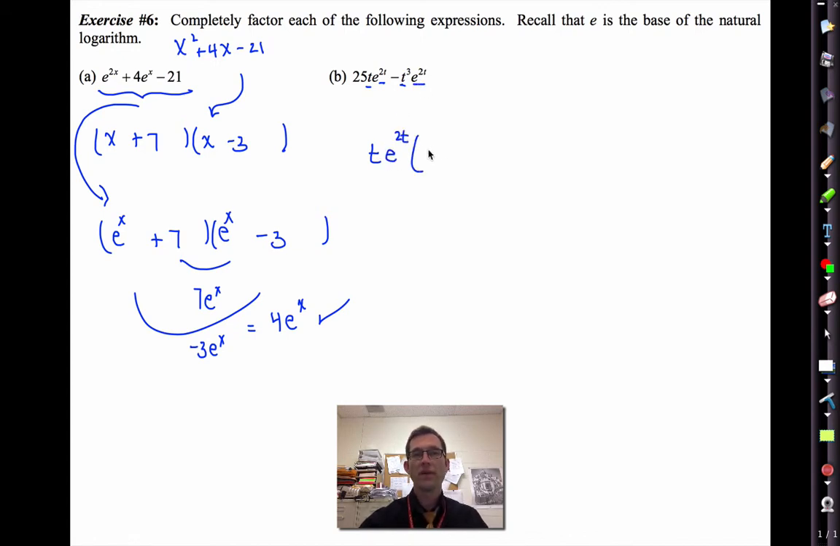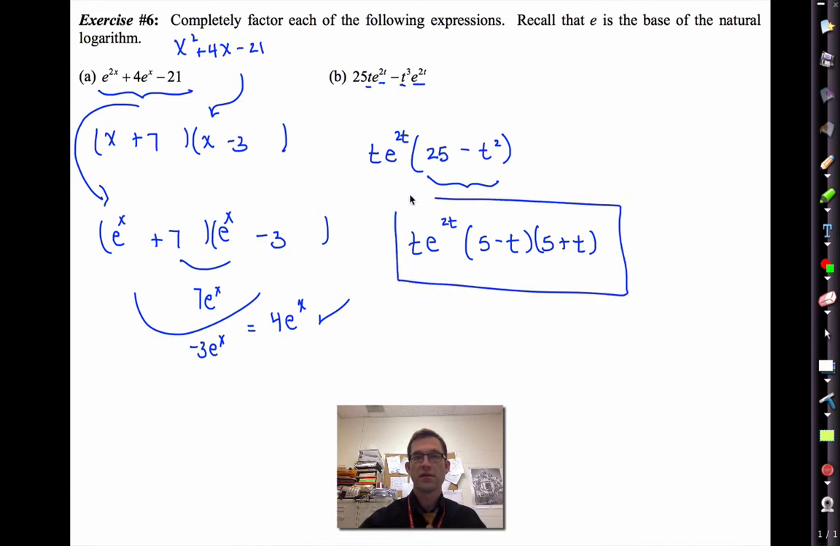Once I do that, all that's left in that first term is a 25, and all that's left in the second term is a t squared, because I pulled out a t from a t cubed. Now this is actually the difference of perfect squares, so I'm not going to lose my initial factors. And this I'm going to write as 5 minus t times 5 plus t. And that's it. Pause the video now if you need to, and write down any work you have to.